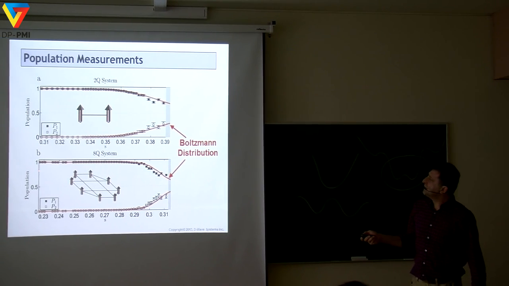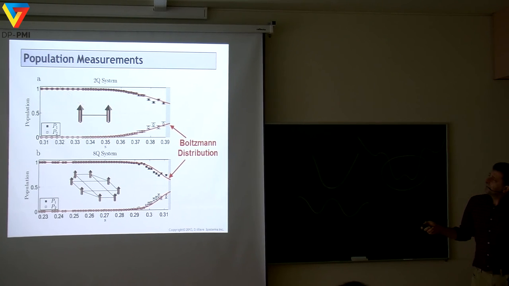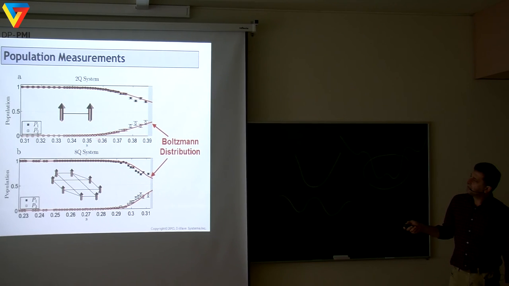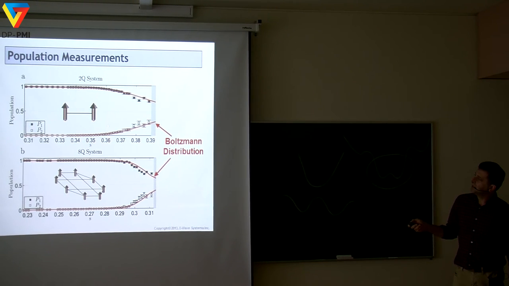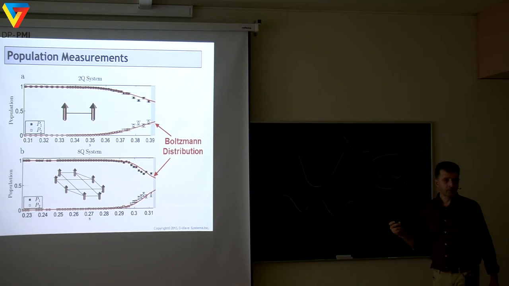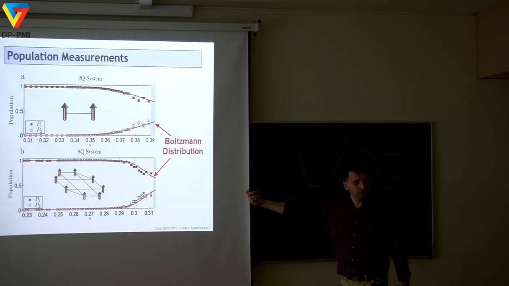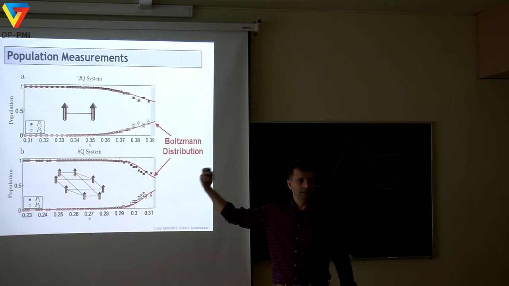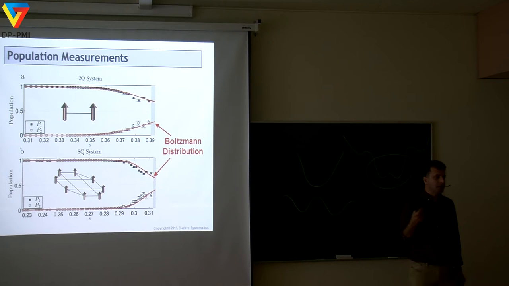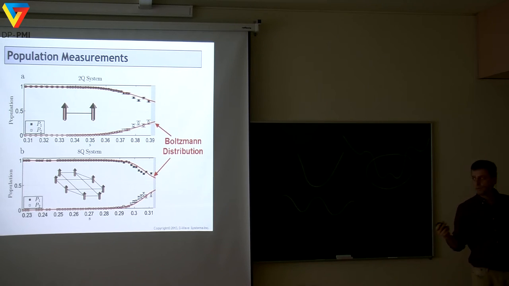This is the measurement of population. This is a two-qubit system. This is the ground state population as a function of S, the annealing parameter. And these red lines are the Boltzmann distribution. Again, this is not a fit. This is the Boltzmann distribution using the Hamiltonian of the system that we independently measure. And you see the measurements that we do agree very well with the Boltzmann distribution for both the 2-qubit and 8-qubit system.